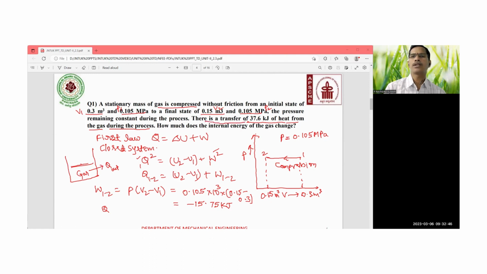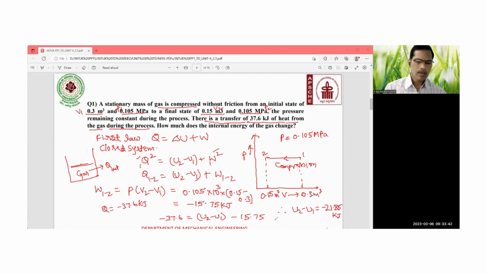There is a transfer of 37.6 kilojoules of heat from the gas during the process. So Q is equal to minus 37.6 kilojoules. Always this heat and work will be in kilojoules. So apply the first law of thermodynamics. Minus 37.6 kilojoules is equal to the internal energy U2 minus U1, because you need to find this internal energy, plus minus 15.75 kilojoules. So finally, U2 minus U1, the answer is minus 21.85 kilojoules.